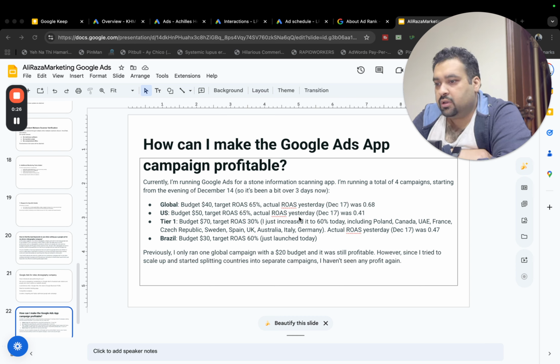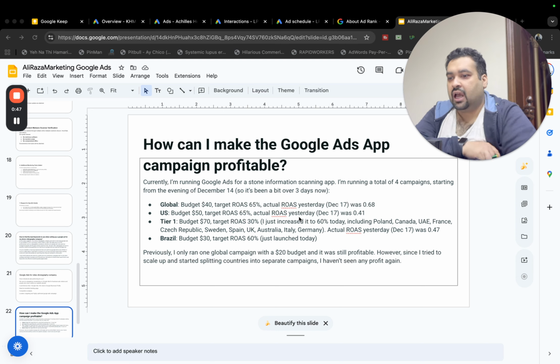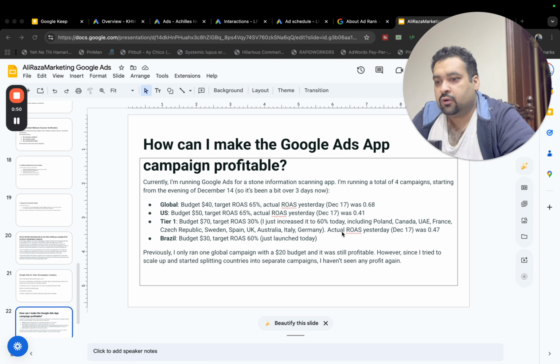The global one: budget $40, target ROAS 65%, actual ROAS yesterday was 0.68%. US: budget $50, target ROAS 65%, actual ROAS yesterday was 0.41%. Tier 1: budget $70, target ROAS 30%, which I just increased to 60% today, including Poland, Canada, UAE, France, Czech Republic, Sweden, Spain, UK, Australia, Italy, Germany. Actual ROAS yesterday was 0.47%.